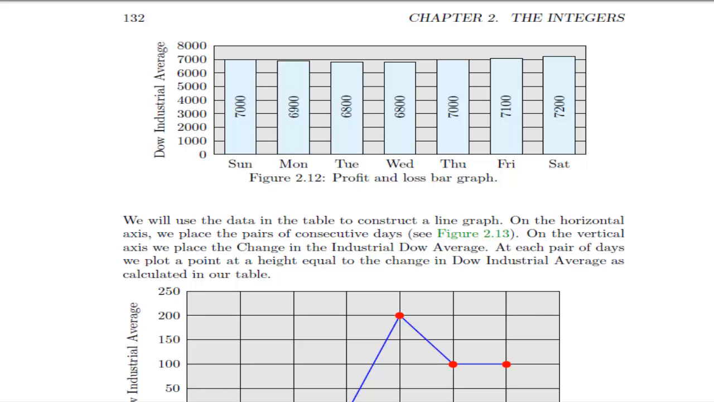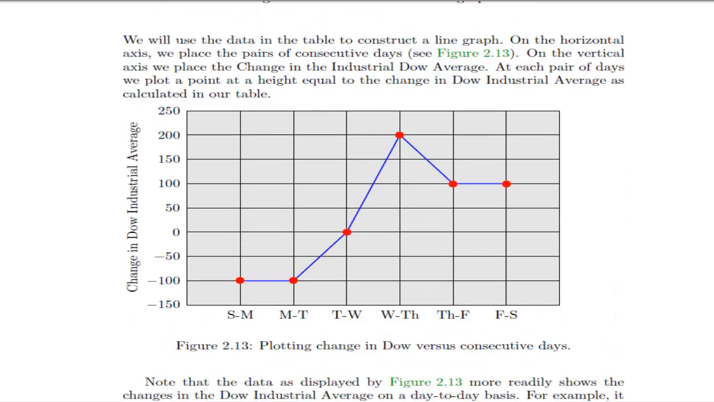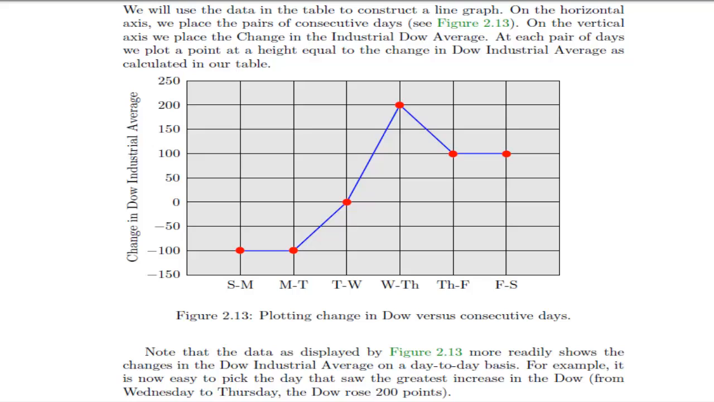We will use the data in the table to construct a line graph. On the horizontal axis, we place the pairs of consecutive days, see Figure 2.13. On the vertical axis, we place the change in the Dow Industrial Average. At each pair of days, we plot a point at a height equal to the change in Dow Industrial Average as calculated in our table. Note that the data as displayed by Figure 2.13 more readily shows the changes in the Dow Industrial Average on a day-to-day basis. For example, it is now easy to pick the day that saw the greatest increase in the Dow, from Wednesday to Thursday. The Dow rose 200 points.